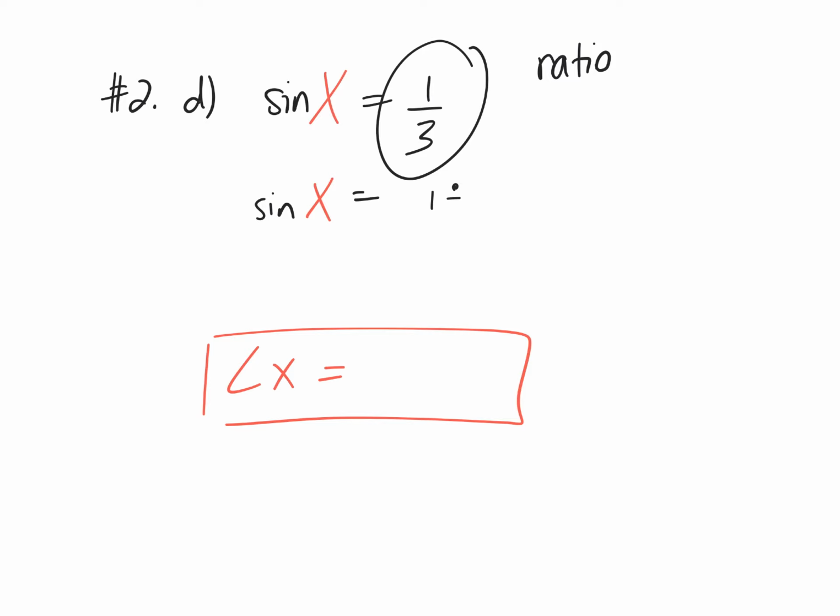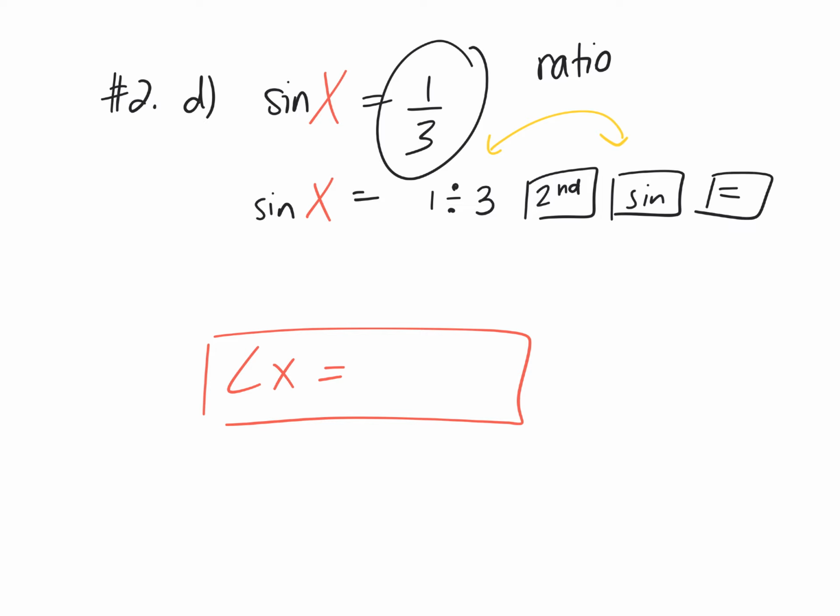So we're going to do 1 divided by 3, right? And then you're going to hit second sine. Or it might be the opposite order. Second sine and then 1 divided by 3 equals. Play around with your calculator and see the order to figure out what is the angle measure to the nearest degree. Approximately 19 degrees. And if you want, on your calculator, you can even do sine x equals 0.3333, round it off to 4 decimal places, and then that might be easier for you to punch into your calculator to figure out the angle measure.